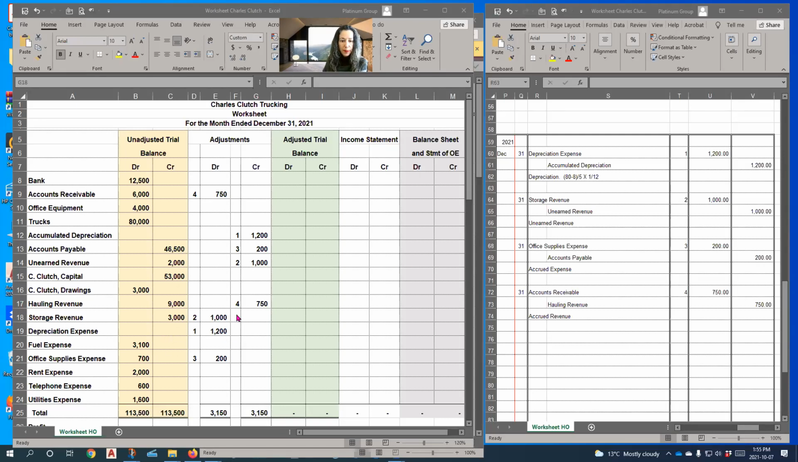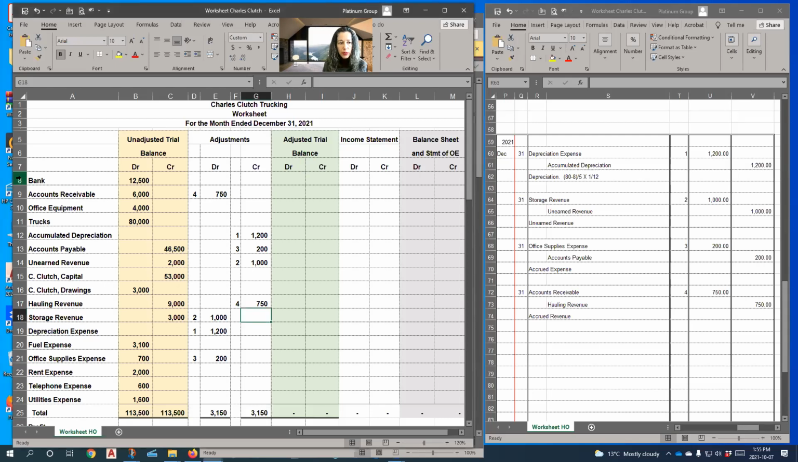Yep. Okay, good. So we've entered in, and again, this is not the general journal. This is just in our files, just in our working paper. This is just a tool that accountants use to see a preview. So we haven't done anything in ink in our general journal yet. So now let's prepare our adjusted trial balance.